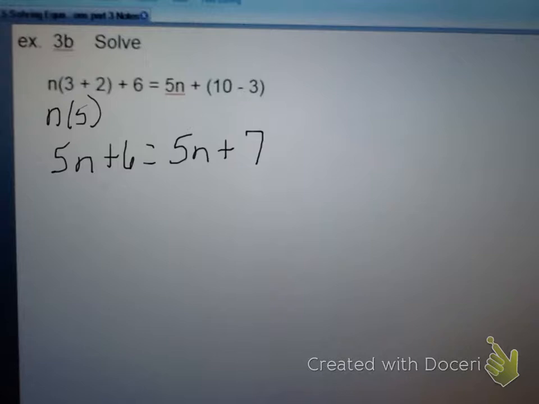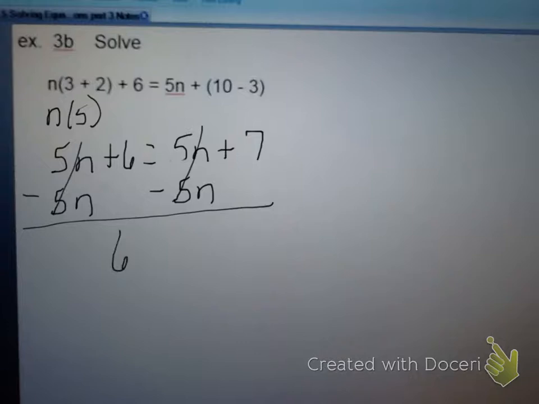Now, there's two ways you can look at this. If you look at the left side, they both have 5n, but on the left side they're adding 6, and on the right side they're adding 7. So it is not a true statement. If you were going to solve for n, you could subtract the 5n on both sides, and the n's go away, so you get 6 is equal to 7.